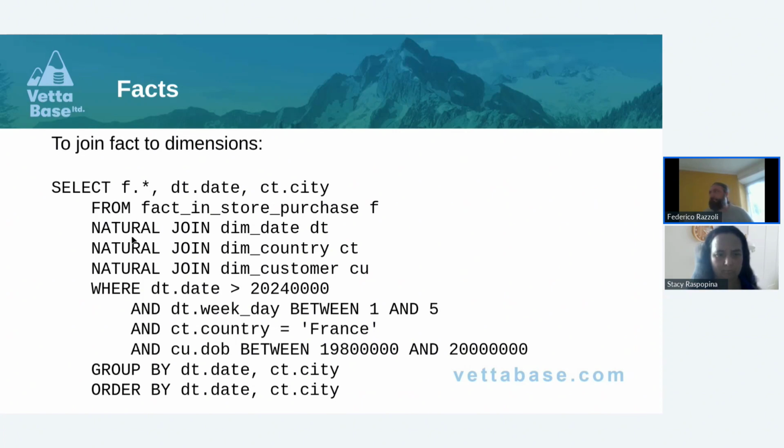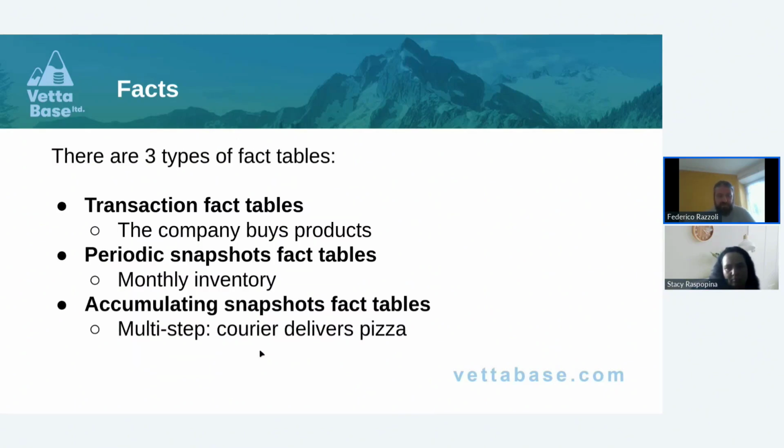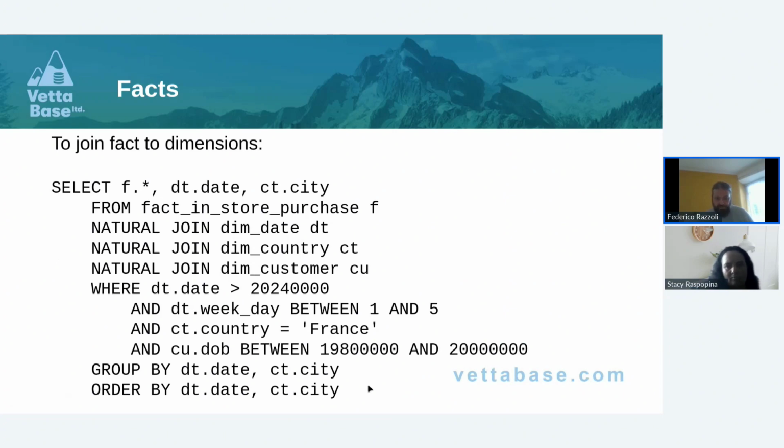If I use the same column names in the fact table and in the dimensions' primary key, I can use the natural join syntax, so I don't have to add an ON condition. And then I list the columns that I want to see, and then I add some filters, in this case on the date, on the weekdays, on the country, and on the customer's date of birth. And then, of course, I add some group by or order by.